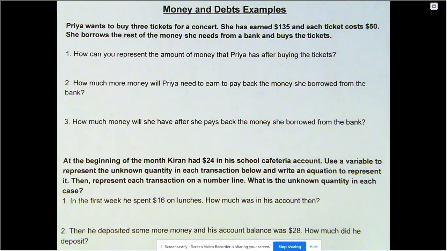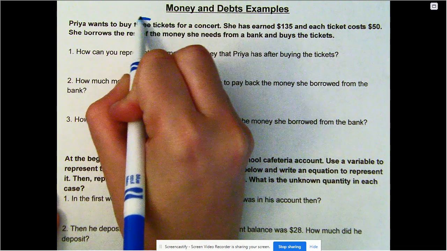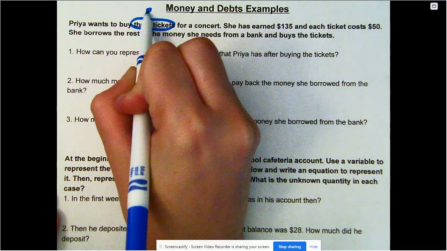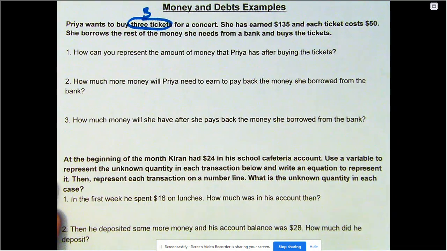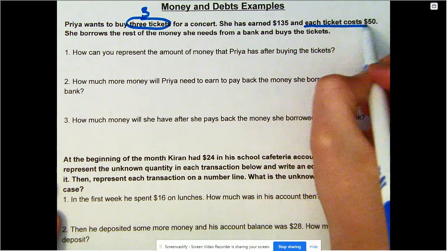So first of all, there's a lot of information given in this problem, so I really want to break it down. Some key parts that I realized before we even read the questions, I want to understand what information has been given to me first. Okay, so she wants to buy 3 tickets. So let's not miss this piece. She wants to buy 3 of them, and each ticket costs $50.